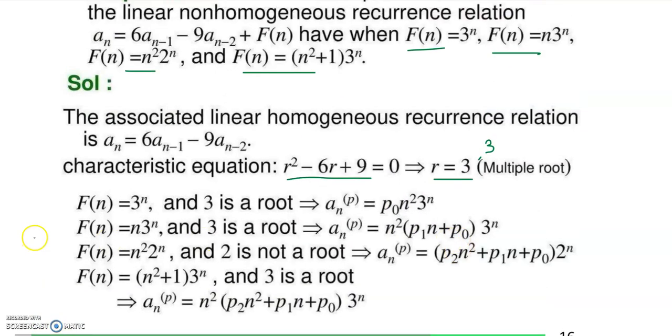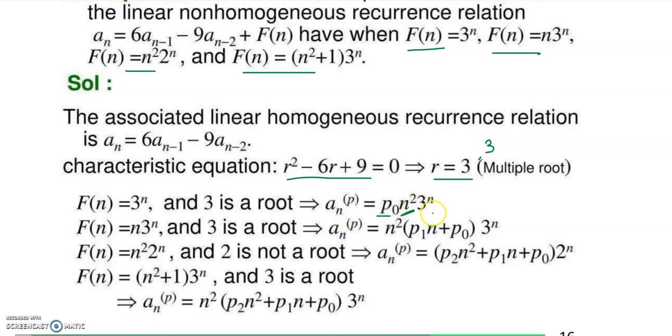Now you see here, what is the first option? F of n is equal to 3 power n. Now you see this number 3 is matching with the root 2 times, so you have to multiply by n squared simply. What is p naught? Any constant. This is up to you. You can write a or b or c1 or alpha 1 or p naught, any constant.